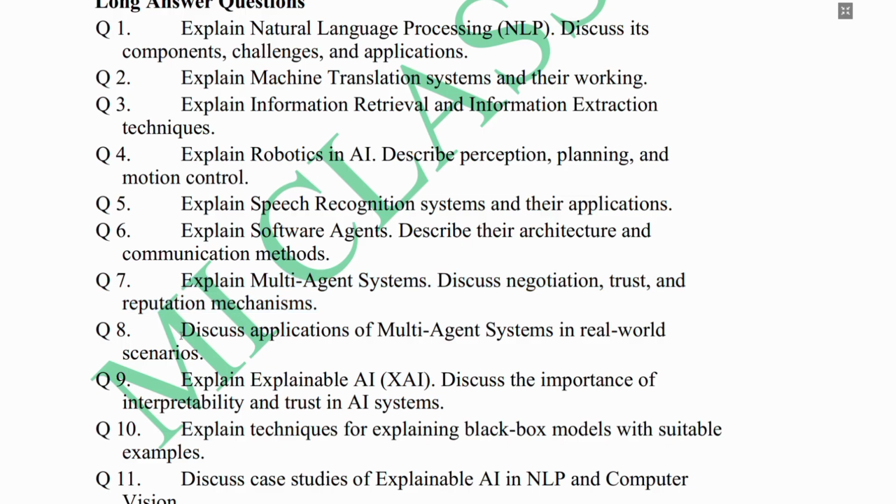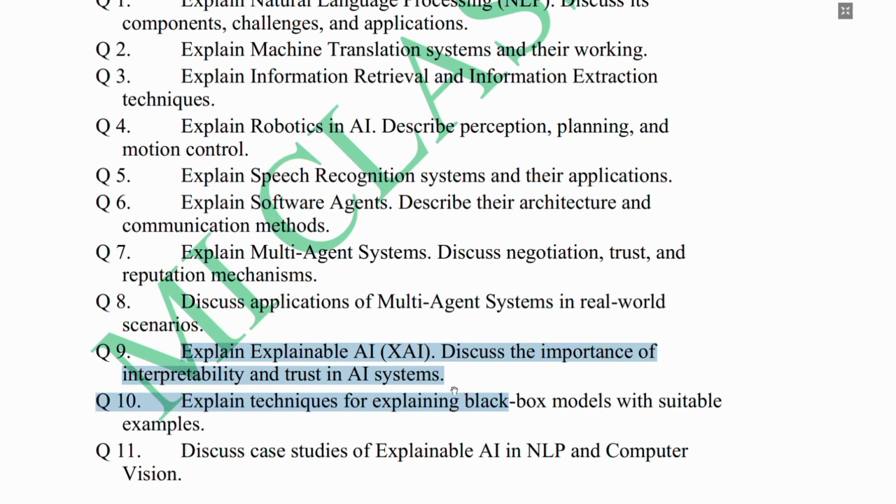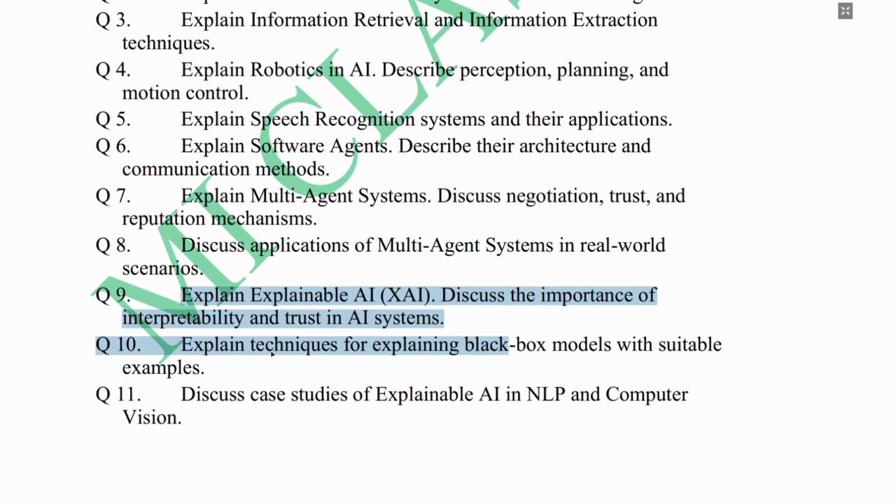The next question is: discuss applications of multi-agent systems in real world scenarios. The next question is: explain explainable AI, XAI, and discuss the importance of interpretability and trust in AI systems. The next question is: explain techniques for explaining black box models with suitable example. The last question of Unit 5: discuss case studies of explainable AI in NLP and computer vision.